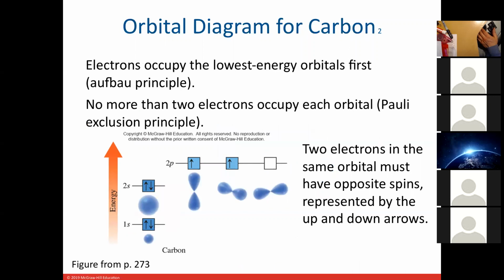Okay, and these are some of the rules we've already covered. Electrons occupy the lowest energy orbitals first. That's the Aufbau principle. And I can have no more than 2 electrons occupy each orbital. That's the Pauli exclusion principle. So we've already written those down. Also part of the Pauli exclusion principle is this statement over here: 2 electrons in the same orbital must have opposite spins, represented by the up and down arrows. Okay.